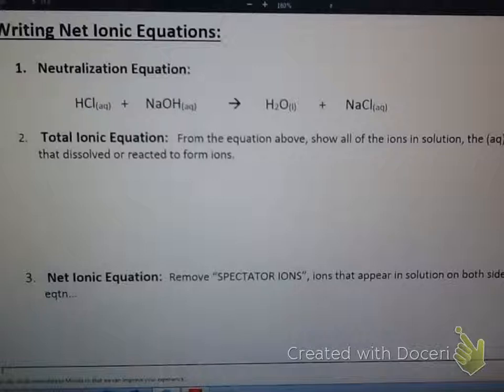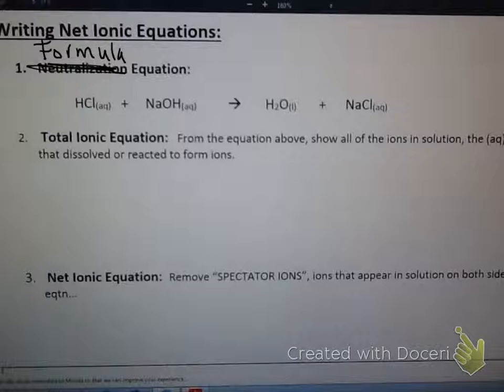So I'll just start by saying, usually when you're given a formula equation, like a neutralization equation, when you're given the formulas, I'll call this more general, a formula equation. What this formula equation is telling you is you mixed reactant A with reactant B, and when that reaction occurred, here are the products that were produced.